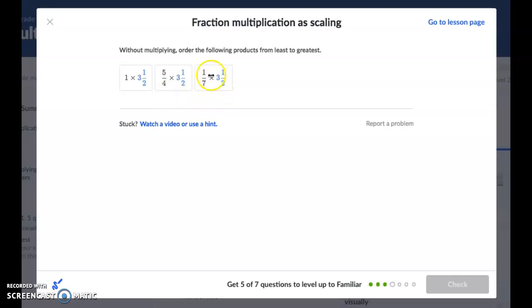And then here we have a fraction 1/7, which is a number smaller than 1. So this is going to give us the least answer. This is going to give us 3.5, and this is going to give us an answer bigger than 3.5.